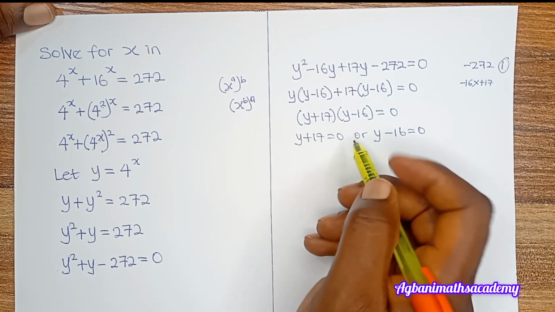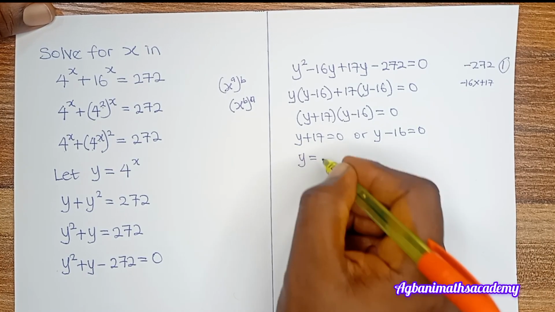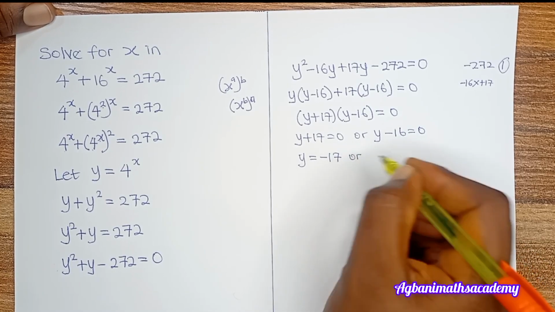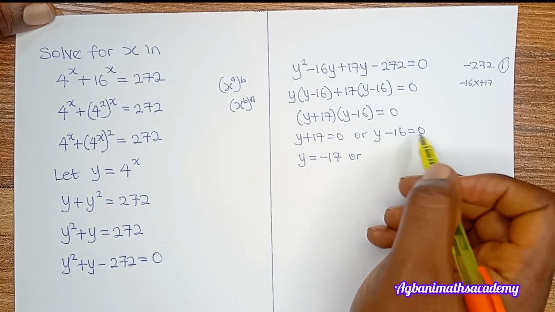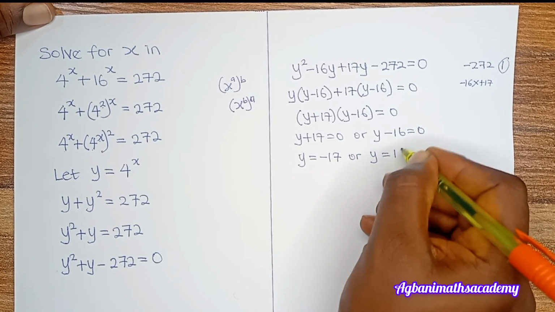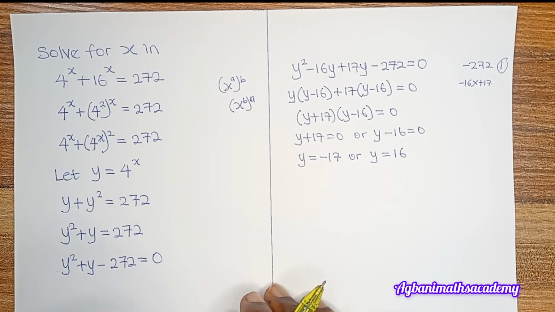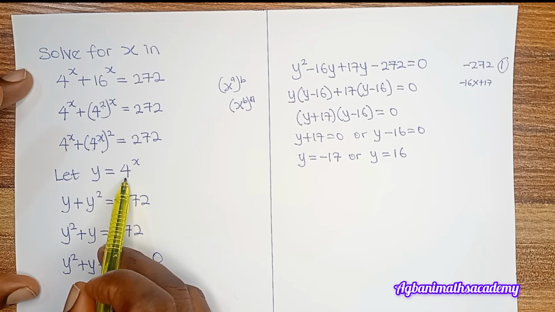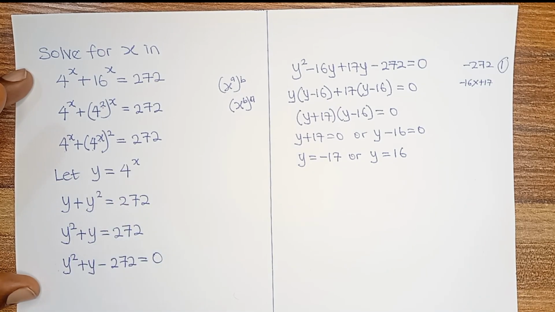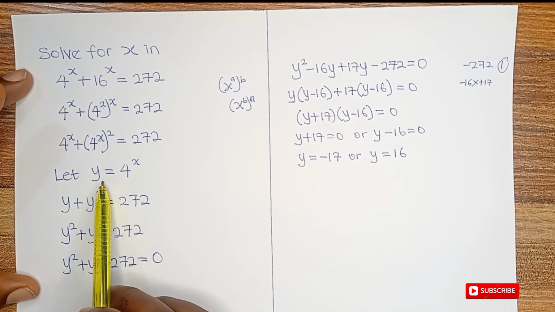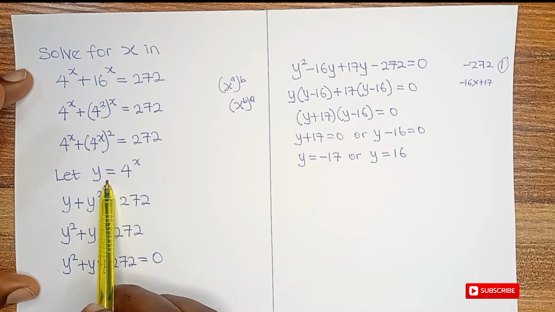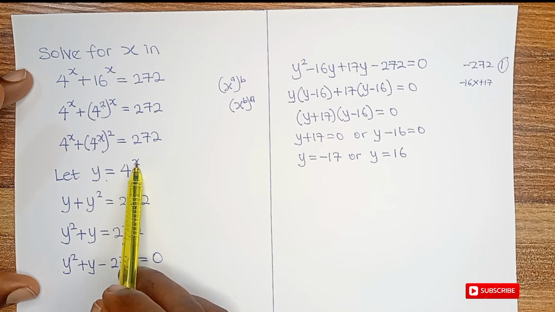When plus 17 moves to the right, it becomes y is equal to minus 17, or when minus 16 moves to the right, it will become y is equal to 16. So we've gotten two possible values for y. Y is either minus 17 or y is 16. But remember, we have y is equal to 4 to the power of x. So which of these two values will be effective in this equation that we have here? Y is equal to 4 to the power of x.